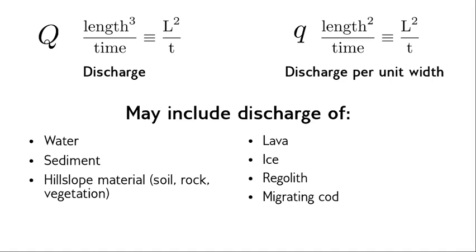It can also include things like discharge of ice and regolith. So this could be hill slope material, so new powdery rock that's weathering away. Or you can just have something like discharge of migrating cod, right? Because you can have the volume of cod who are passing through some zone per unit time.